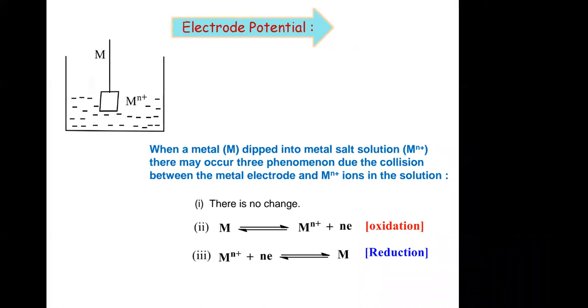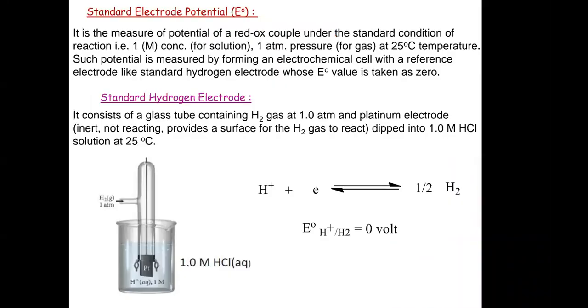So what is electrode potential value, about this we will discuss now. It is the measure of potential of the redox couple. So standard electrode potential is the measure of potential of a redox couple under the standard condition of reaction.